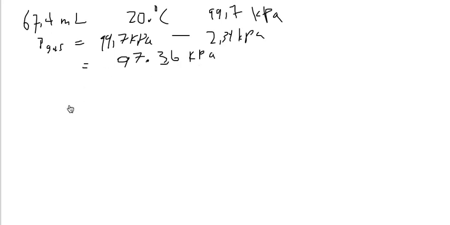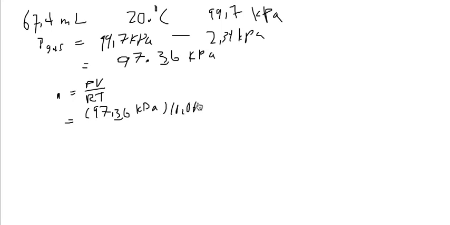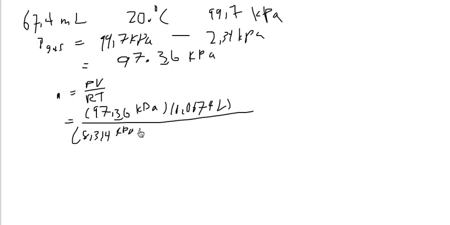And then what are we trying to find? We're trying to find the number of moles. So the number of moles is going to equal the pressure times the volume divided by the constant and the temperature. So pressure, we have 97.36, the volume is 67.4 divided by 1000, which is 0.0674 liters, divided by the constant, and temperature. This is going to give us, so we need 2 sig figs, I believe. Okay, no, we need 3 sig figs.